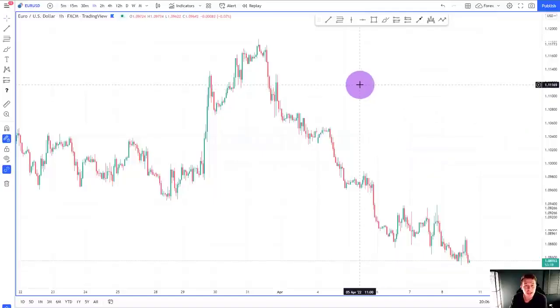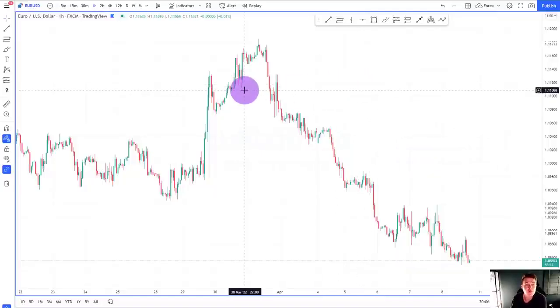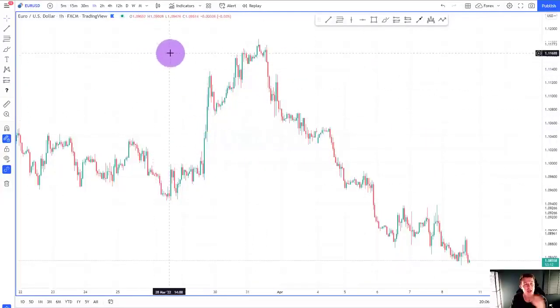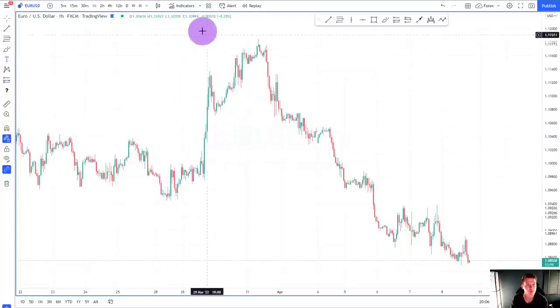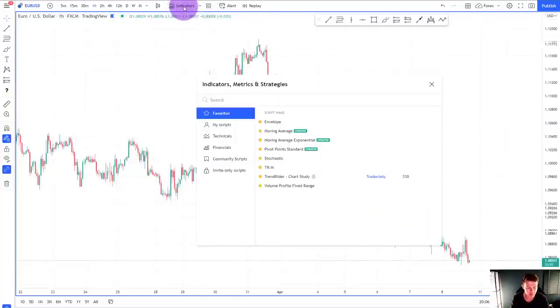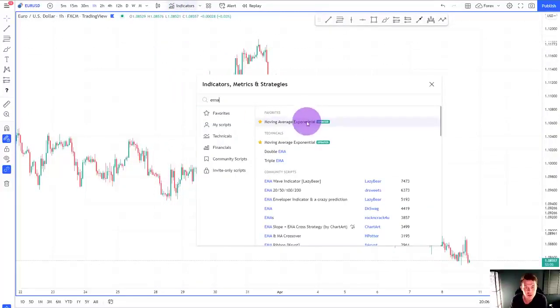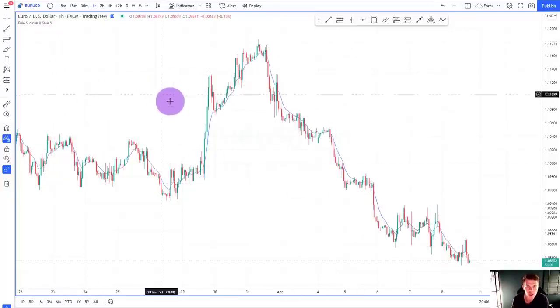So those were the 8 do's and don'ts when it comes to using moving averages, and now I will show you how to set them up on your charts. I am using TradingView, and here it's super simple. First of all, we go to indicator, and then we just type in EMA, and here you can already see we have the moving average exponential. We click on it, and now we have it on our charts.